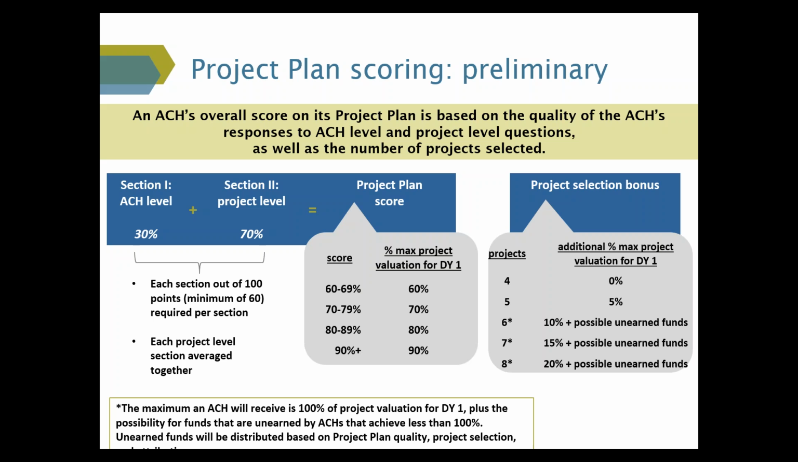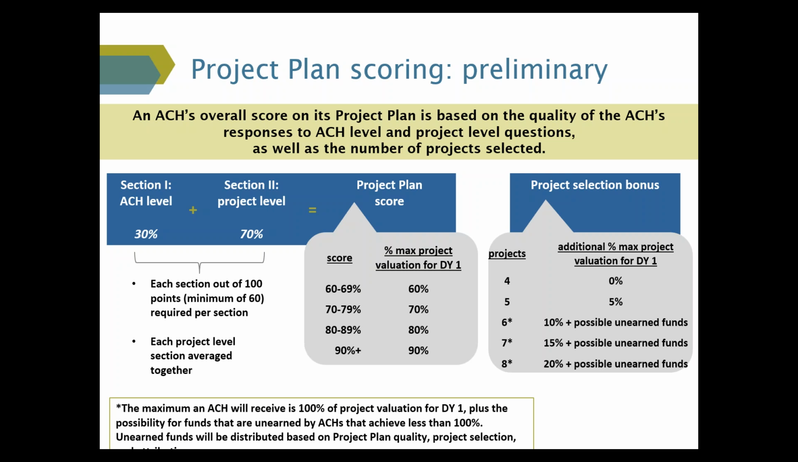Now, there is a consideration in terms of the number of projects being selected, and that's what the right-hand side of this reflects, such that for ACHs that select beyond that minimum of 4 projects, there is additional consideration. As you move up that scale, for selecting an additional project, to selecting 5 projects, there's an additional percentage of the available funds that can be earned. And then for selecting between 6 to 8 projects, that builds in terms of the additional percentage of funds or percentage of score, as well as a possibility of earning funds that may not have been earned by another ACH.